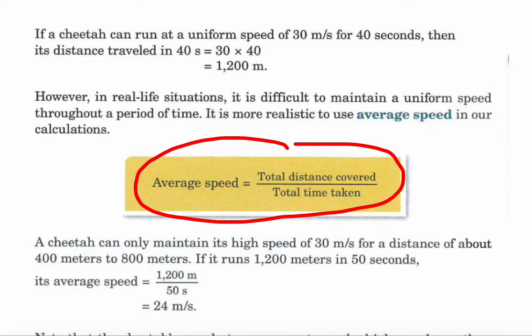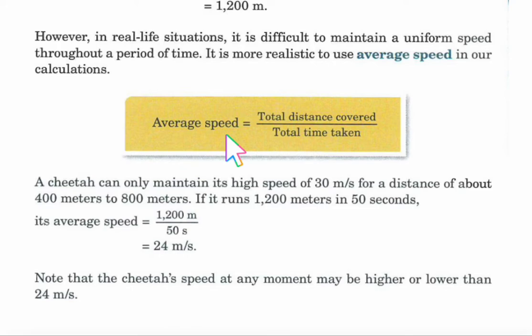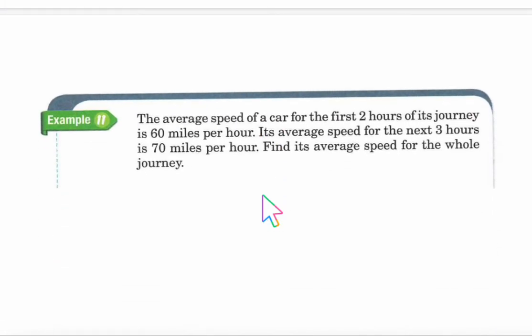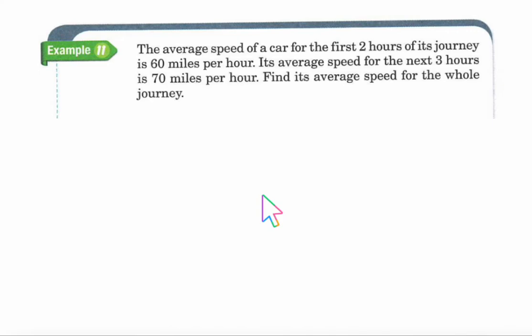So for the cheetah's speed, at any minute could be higher or lower than its average speed, but it's kind of hovering near the average speed. Okay, on average, it can be running the average speed. Let's take a look at some examples so that it makes more sense for you. This is example 11 from your book.